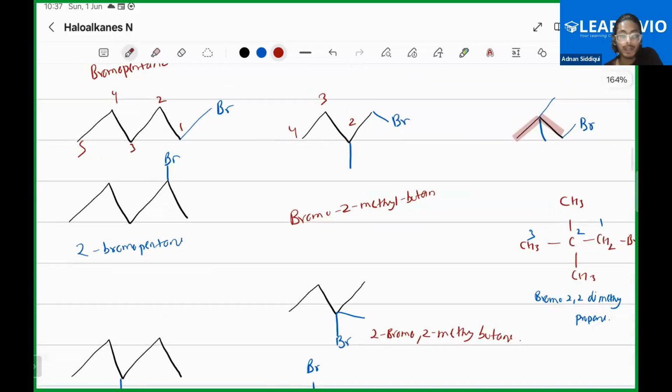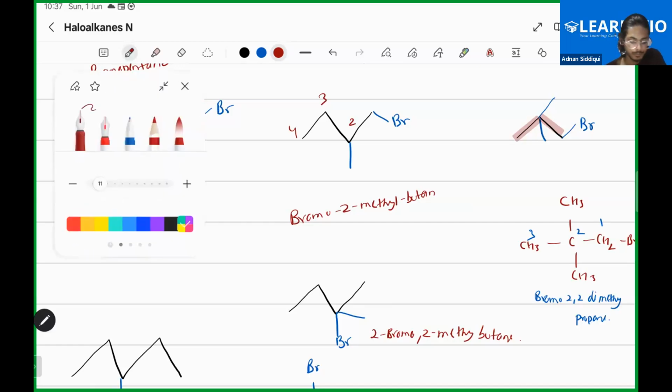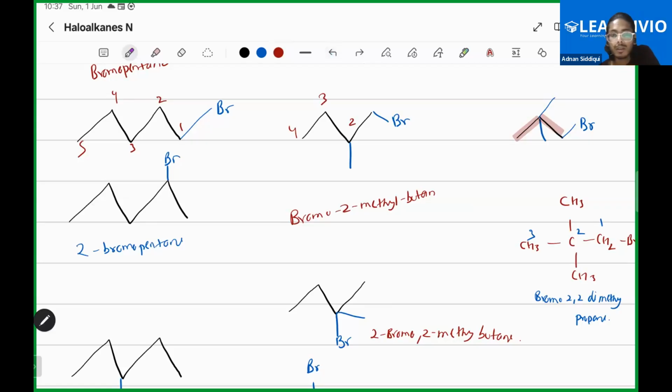The last part is to identify the 1 degree, 2 degree and 3 degree. Is this a 1 degree or 2 degree carbon? This is a 1 degree or 2 degree halide, alkyl halide basically. Which one? 1 degree. This is 1 degree. What about this? What? 3 degree? Sir, 2 degree. 2 degree. Okay. What about this one?